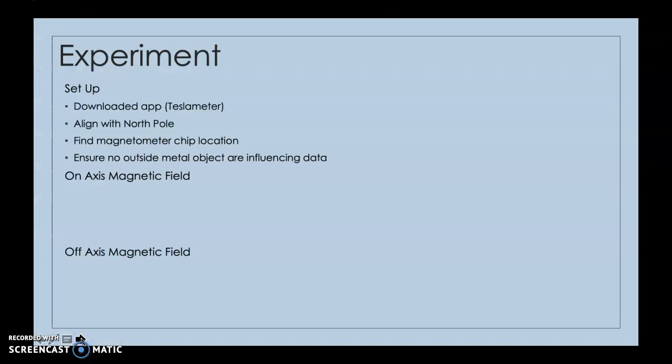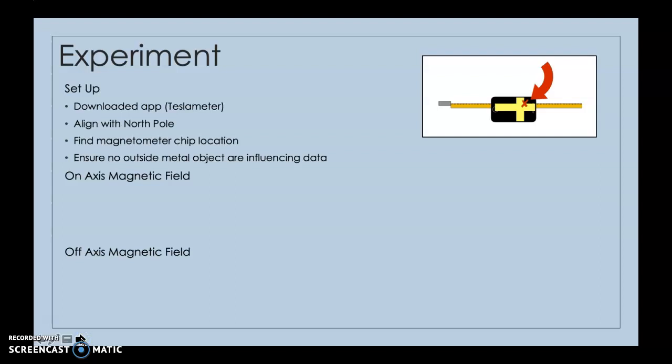In order to set up the experiment, I had to download the app Teslameter, then align my phone with the North Pole, find the magnetometer chip location, and ensure that no outside metal objects were influencing my data.